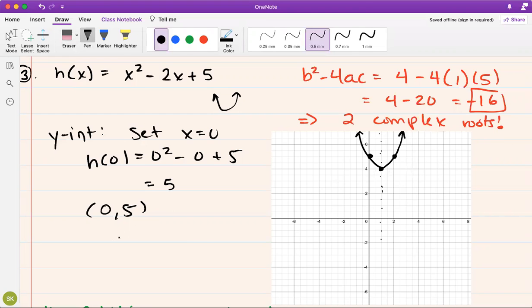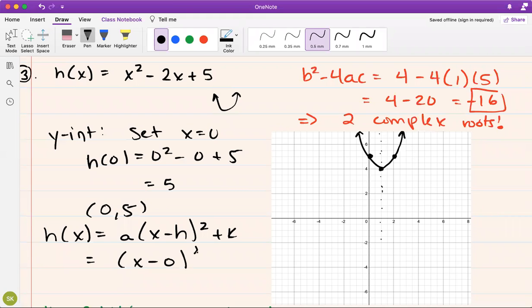Also, if we wanted to use transformations of functions, I've gone through this. I don't want to do too much of this, but I just want to remind you that we can write this this way. So we would say a here is the number in the front, which is 1, times x minus 0 squared plus 5, which tells us that we don't move left or right because we have a 0 here, and we move up 5.